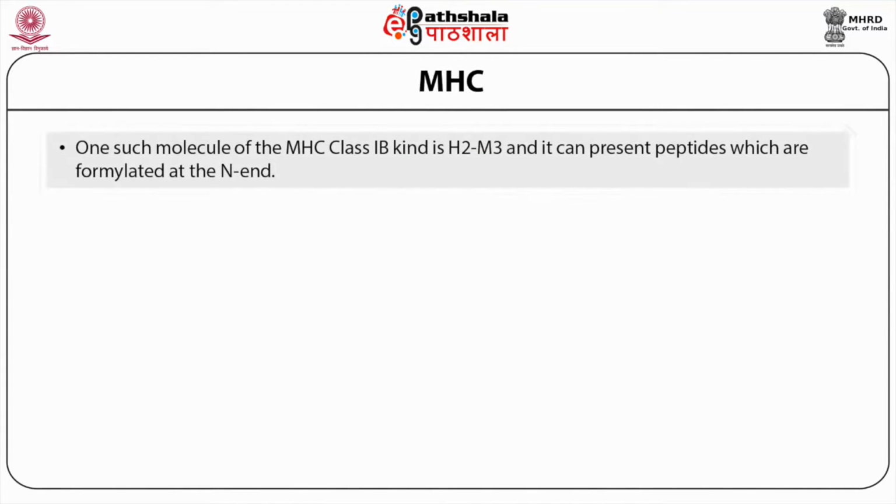One such molecule of the MHC class 1b kind is H2M3, and it can present peptides which are formylated at the N end. This is of significance, as bacterial protein synthesis starts with N-formyl methionine. So these are able to present antigenic fragments from bacterial pathogens which arise from the N terminals.